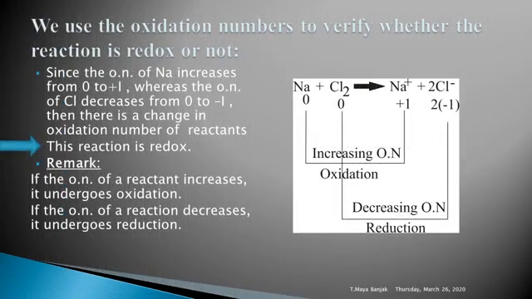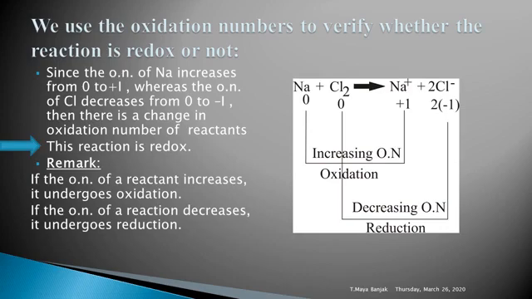Now we are going to explain how to use the oxidation number in order to verify whether the reaction is redox or not. Check the example given here. The oxidation number of Na is 0. The oxidation number of Cl2 is 0. The oxidation number here of Na plus is plus 1. The oxidation number of Cl minus is equal to minus 1.